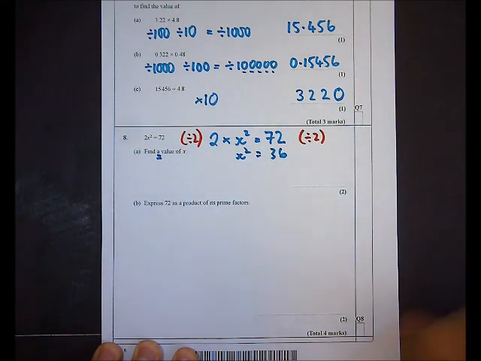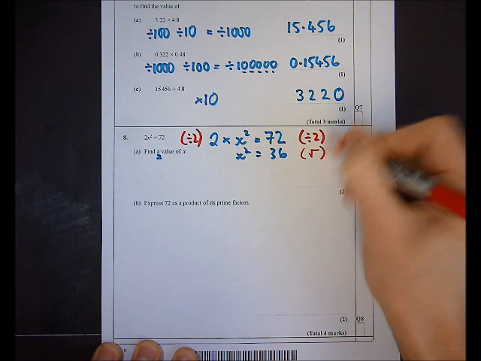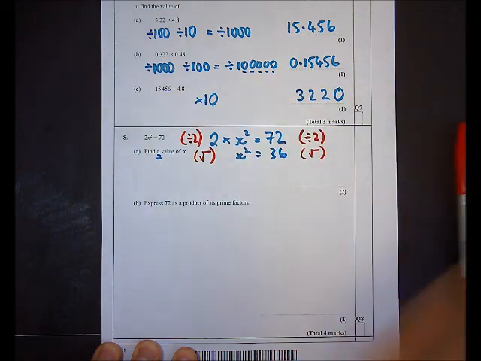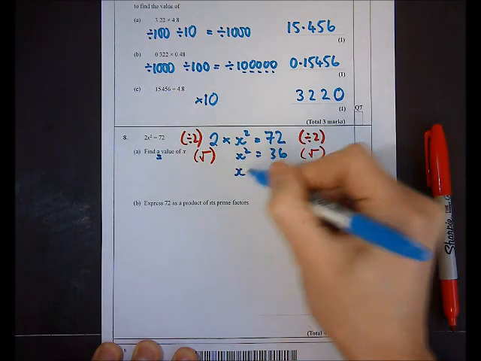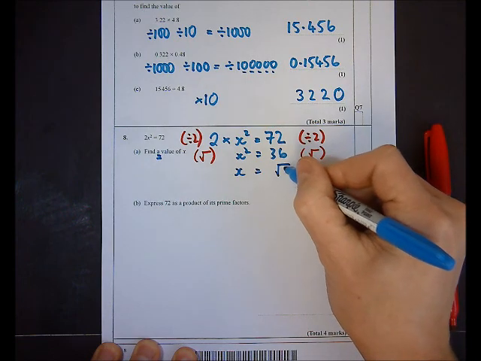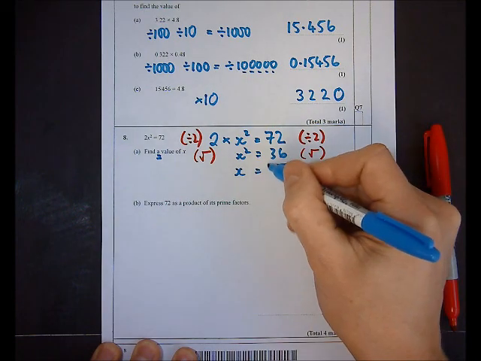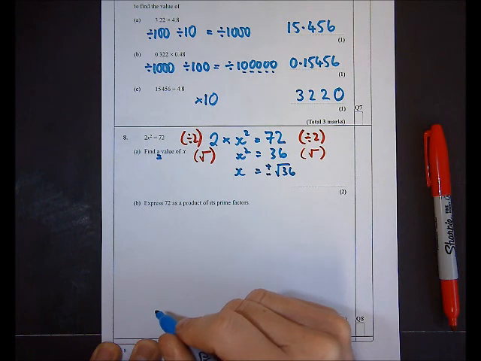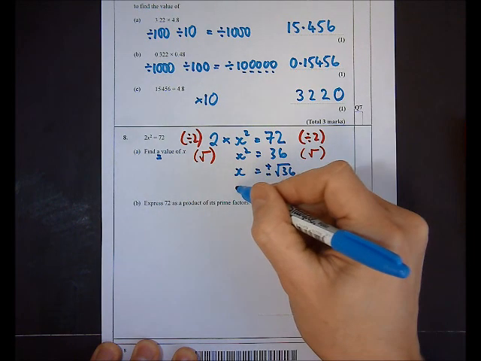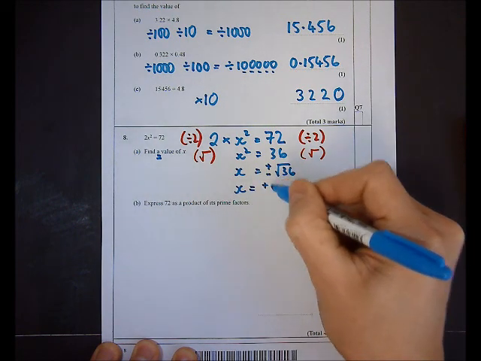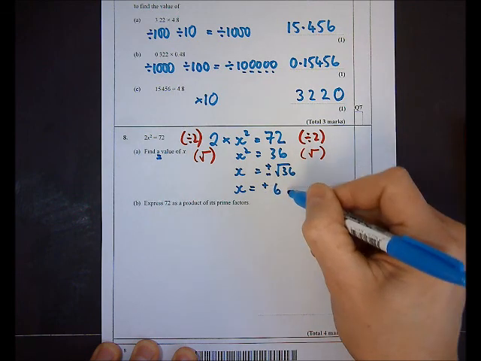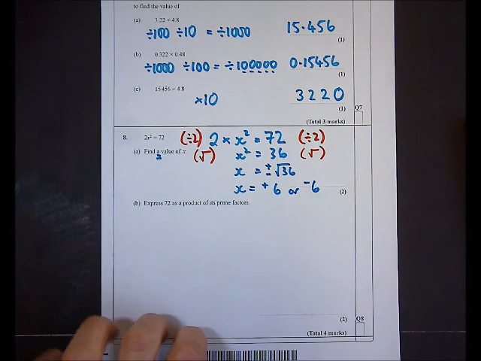And if I want to know what x is, I'm going to have to square root both sides. So the square root of both sides, I'm going to get that x is equal to the square root of 36. Now the square root of 36 has two answers, one positive and one negative, so I can write down either of those answers. So I'm going to be given that x is either positive 6 or negative 6, and I can use either of those answers.